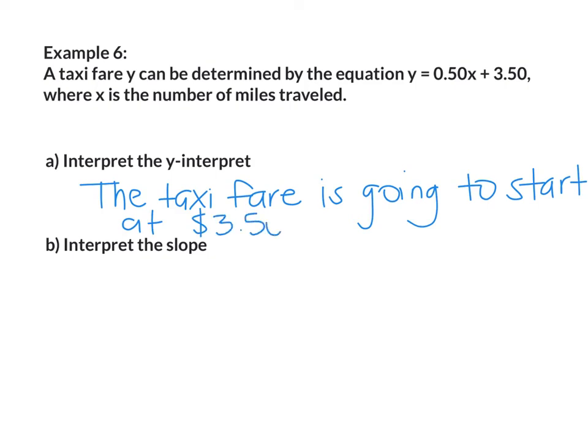Now B, interpret the slope. So we know that the slope is 0.50. So that means it costs 50 cents per mile traveled.